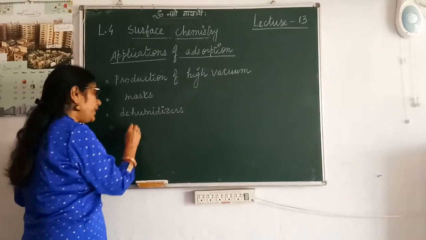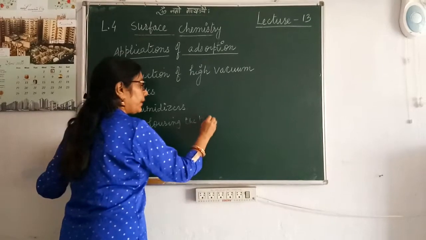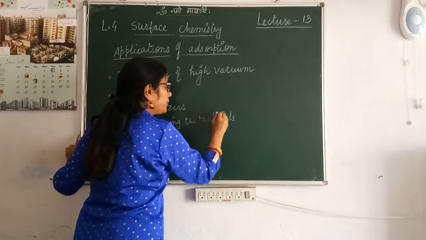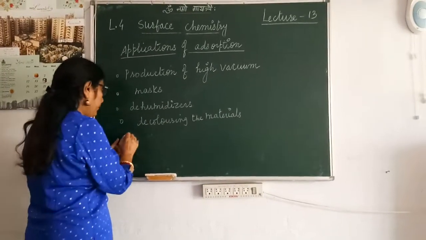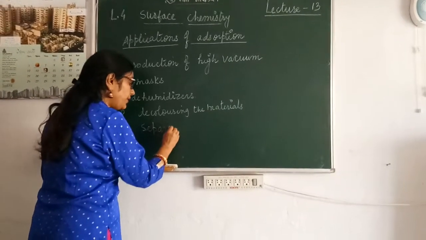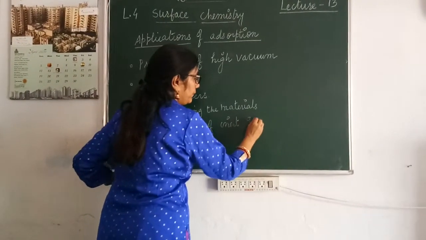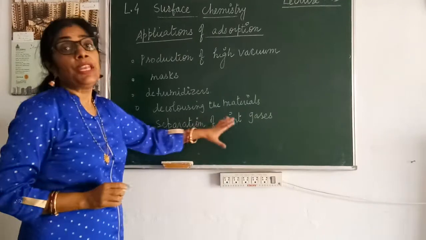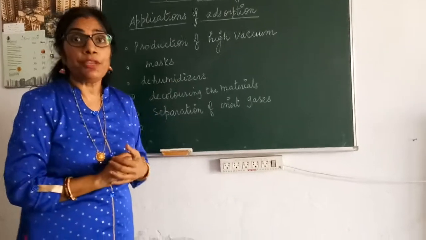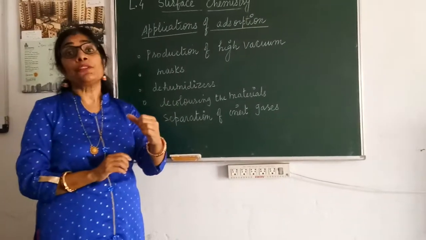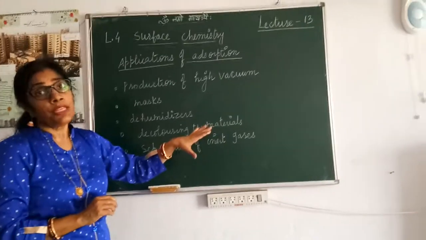Then for decolorizing the materials, like sugar and so on, its impurities and colors are getting absorbed when it is passed through animal charcoal. Separation of inert gases. Then froth flotation process, in the metallurgy chapter we are going to study. Chromatography is also based on the adsorption process. So these are the important applications of adsorption.